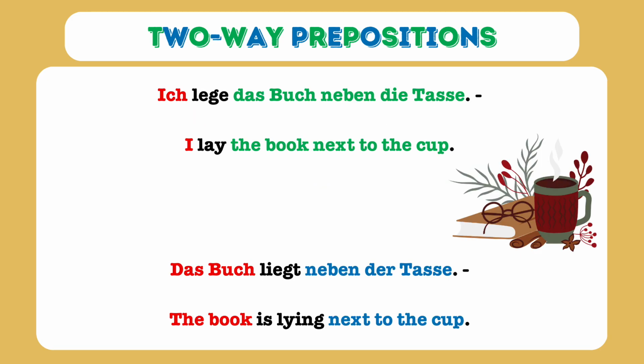Ich lege das Buch neben die Tasse. I lay the book next to the cup. Neben tells us next to. We took the book from somewhere else and we put it next to the cup, which tells us a change in location, neben die Tasse. Das Buch liegt neben der Tasse. The book lies next to the cup. This tells us the static location of the book next to the cup.